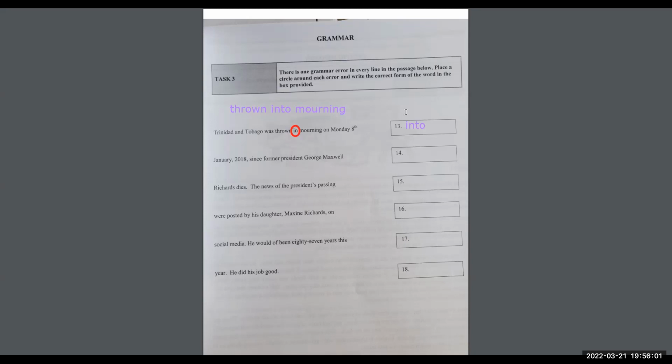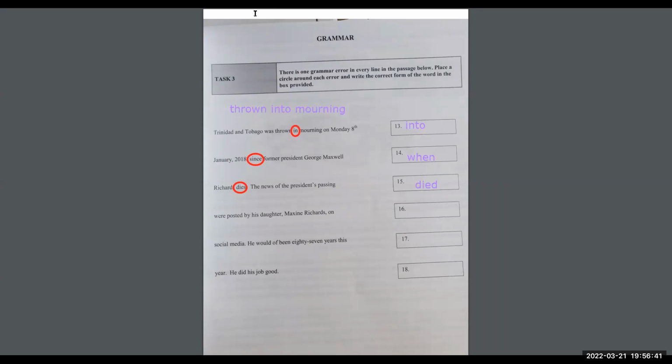So you wouldn't say the country was thrown into mourning since, but you'd say it was thrown into mourning when President George Maxwell Richards dies, the news of the president's passing. What about number 15? Die supposed to be died. Right. So it happened already. It's in the past.